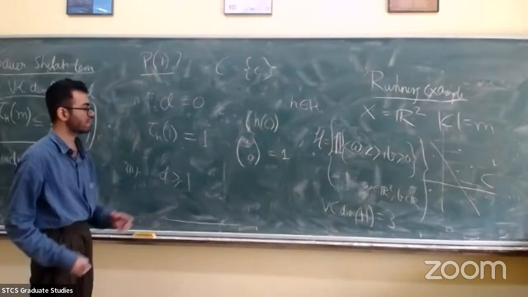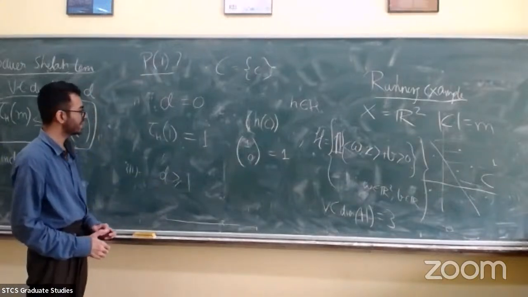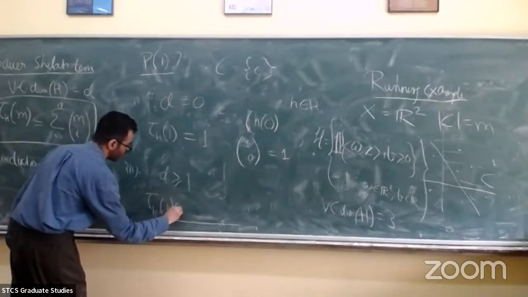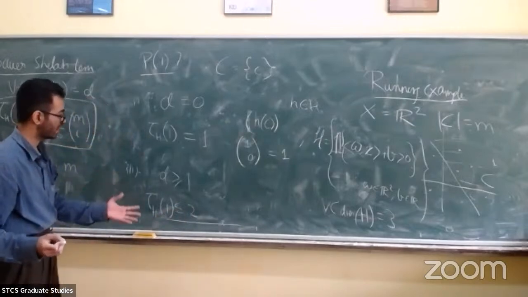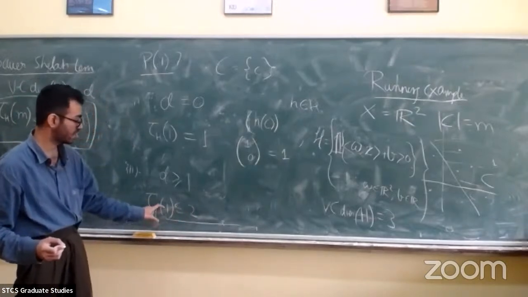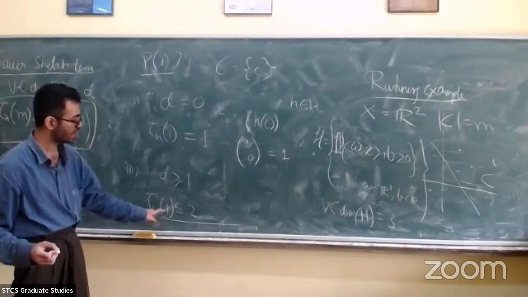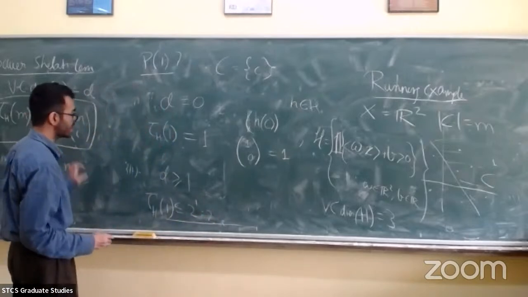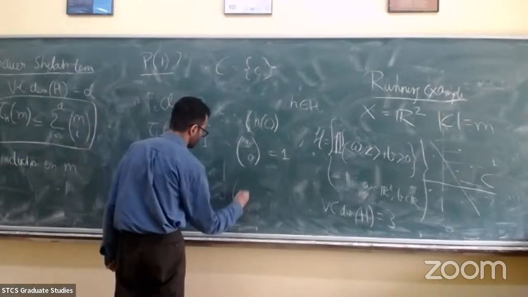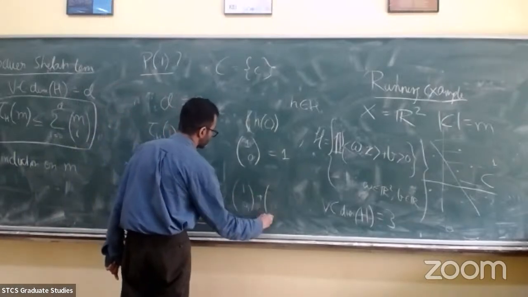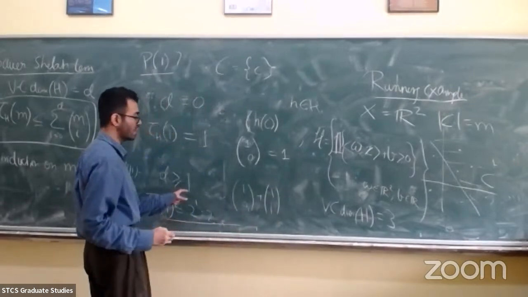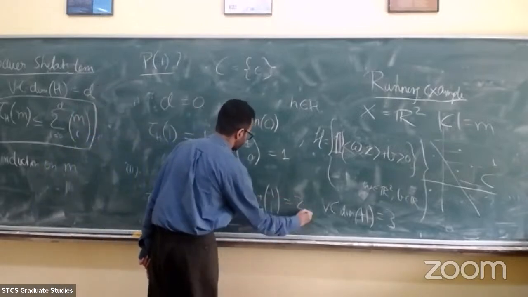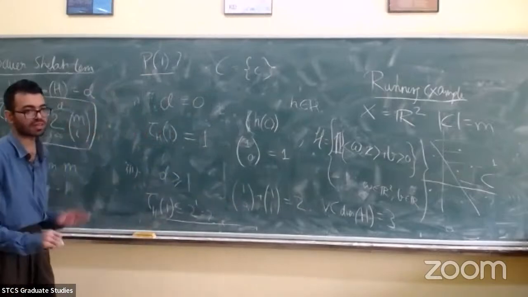The other case is that D is at least 1. If D is at least 1, tau H of 1 is always at most 2, because it's at most 2 to the power m, which is 2. And what about the RHS? The RHS is just 1 choose 0 plus 1 choose 1. Remember, D is at least 1, so I will get one more term down here. So again, 2 is at most 2. Everything is good.